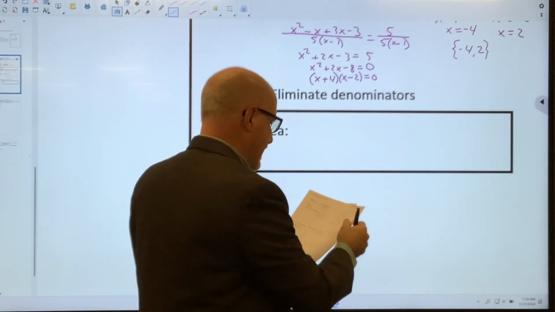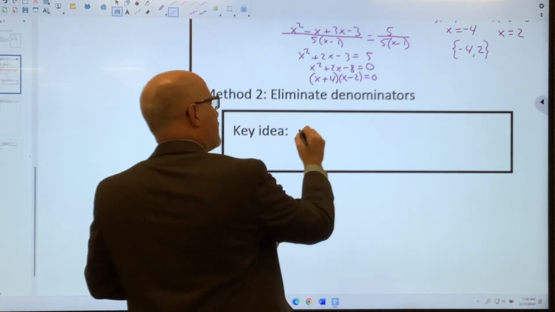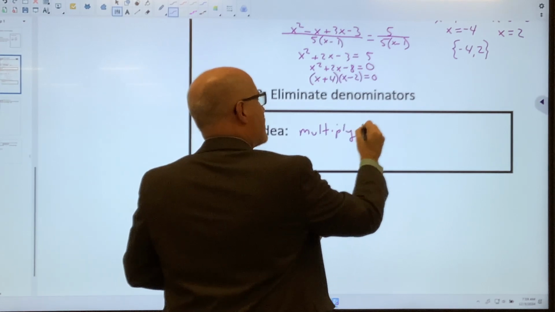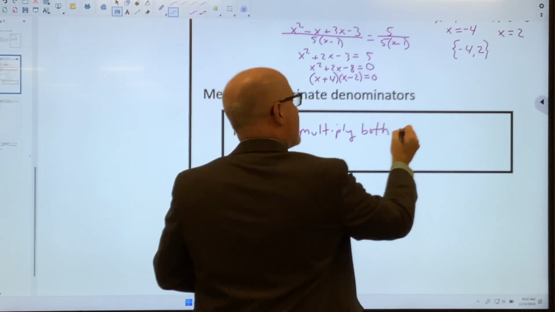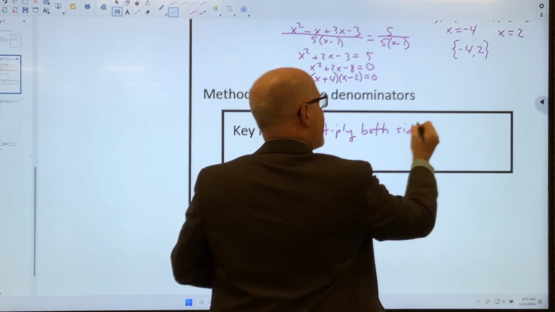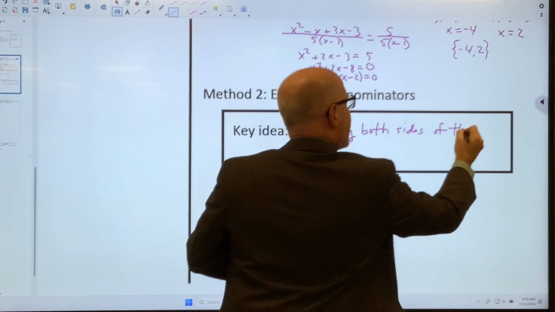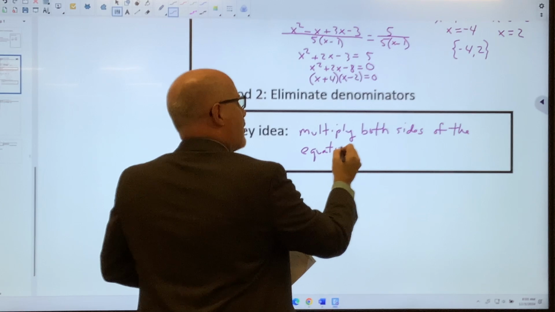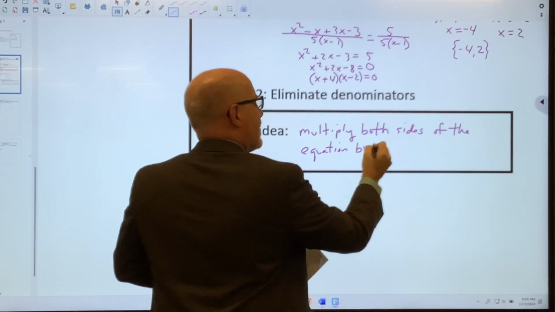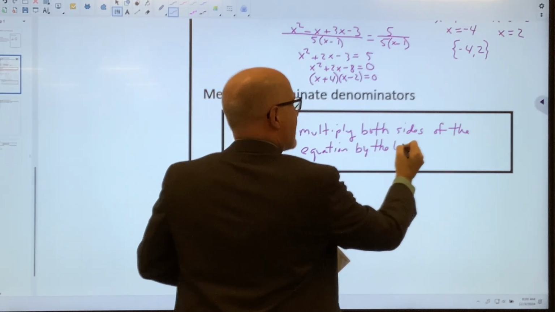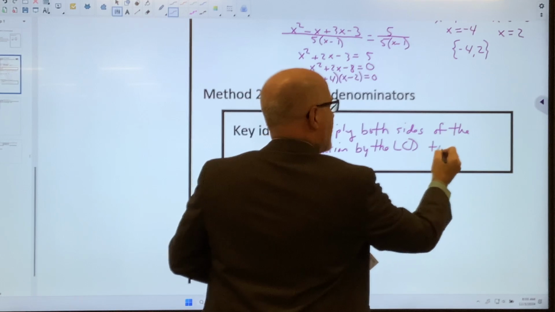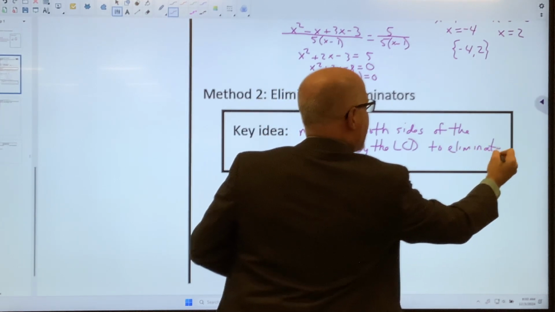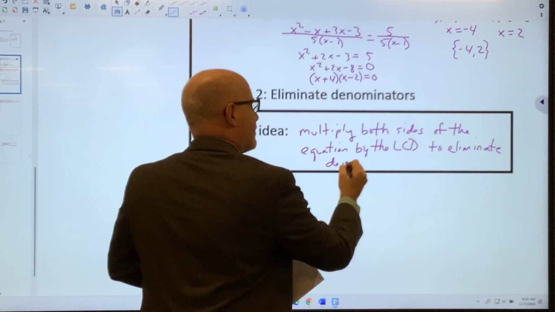So the key idea here is that you want to multiply both sides of the equation by the LCD to eliminate denominators. That is the key idea for this one.